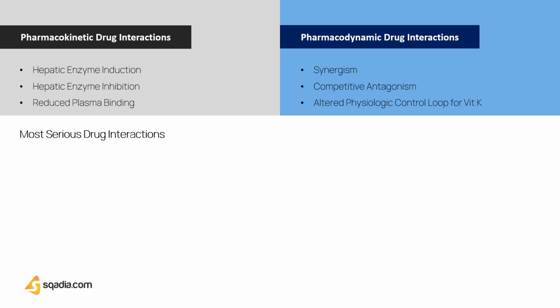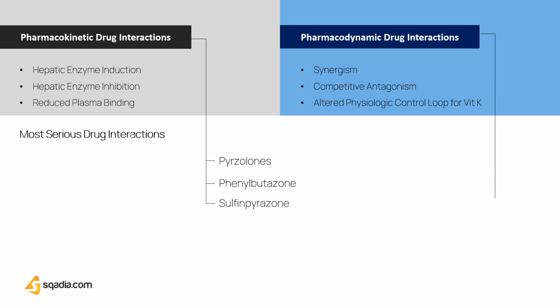The most dangerous of these interactions are the pharmacokinetic interactions with the mostly obsolete pyrazolones, phenylbutazone and sulfinpyrazone. These drugs not only augment the hypoprothrombinemia but also inhibit platelet function and may induce peptic ulcer disease. For this reason, neither phenylbutazone nor sulfinpyrazone is in common use. Aspirin, hepatic disease, and hyperthyroidism augment warfarin's effect.